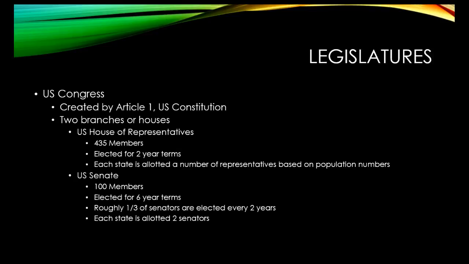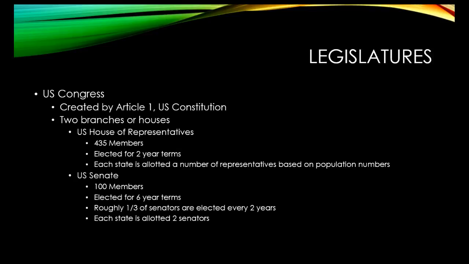Well, it comes at least from the federal government through the U.S. Congress, which comes from the U.S. Constitution. And we know that the U.S. Congress, primary creator of laws for the United States, has two branches of government, or two houses in there, the U.S. House of Representatives and the U.S. Senate. The U.S. House of Representatives has 435 total members.